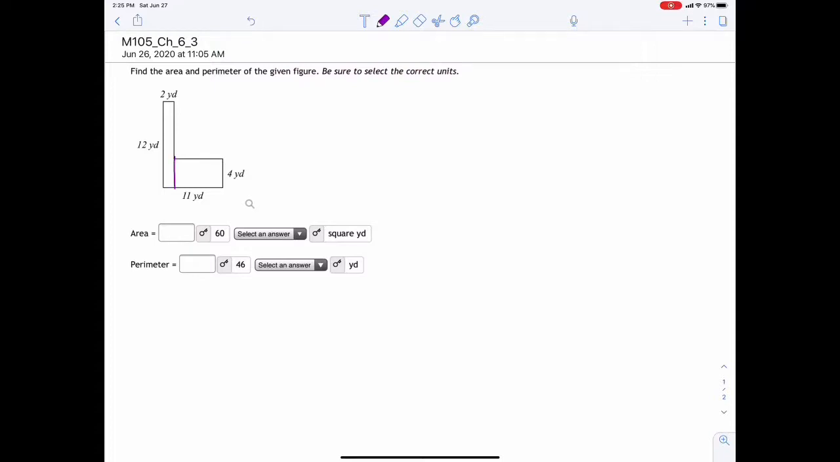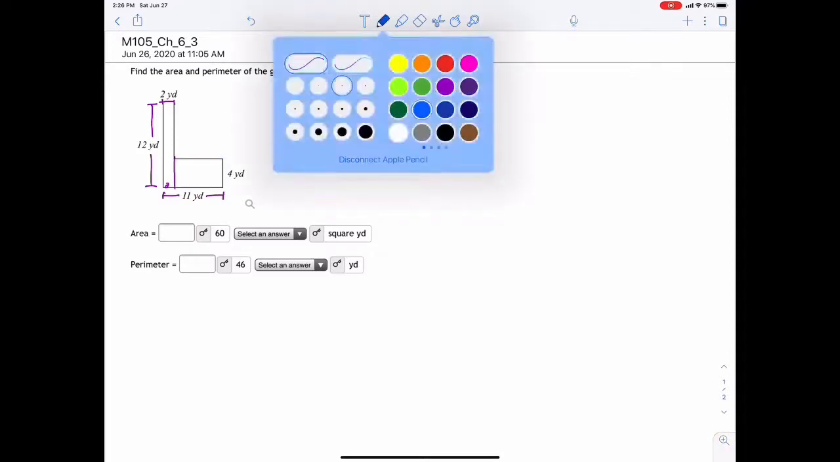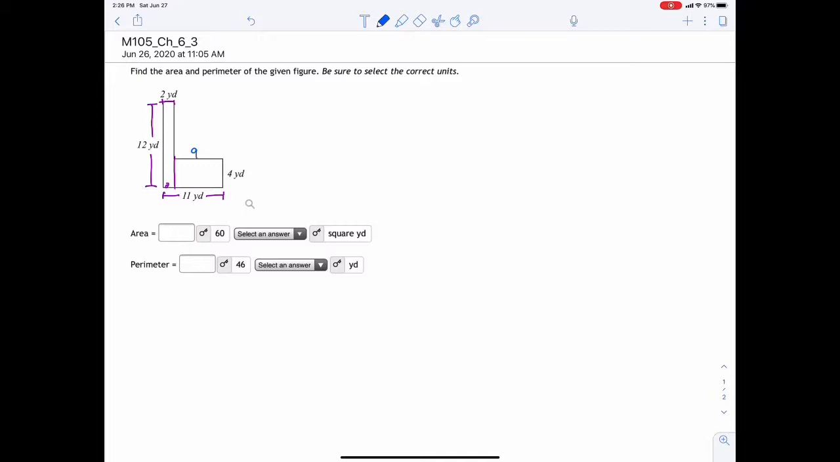So then we know that it's going to be 12 yards from here to here and 2 yards on this smaller one. So if this smaller piece is 2 yards and this whole piece is 11, then I know that this piece up here is going to be 9 yards, right? 11 minus 2. So this means that the dimensions of this rectangle here is a 9 by 4 and the long rectangle here is a 2 by 12.